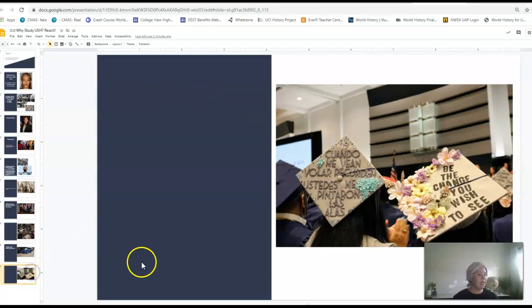And then last but not least, we've got graduation caps. Why is this part of the U.S. history story? And why these graduation caps?